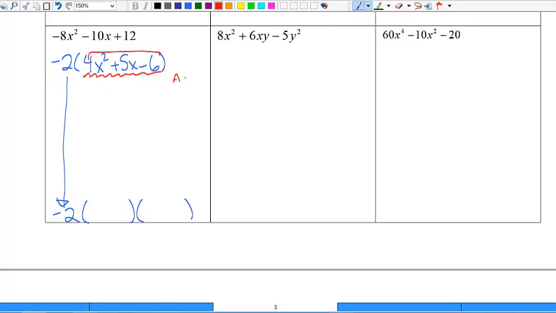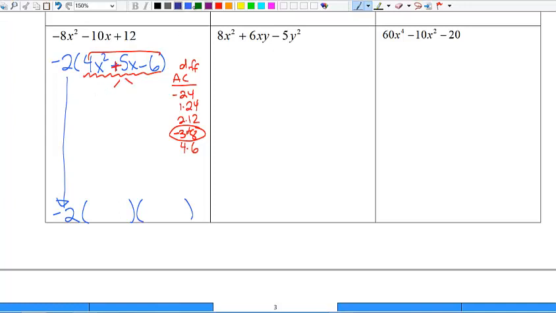Alright, so my AC is going to be negative 24. So that's 1 times 24, 2 times 12, 3 times 8, 4 times 6. And I'm looking for two numbers with different signs that add to 5. I think those two numbers are positive 8, because the 5 is positive, and negative 3. So the positive on the 5 goes with the bigger number, in this case 8.